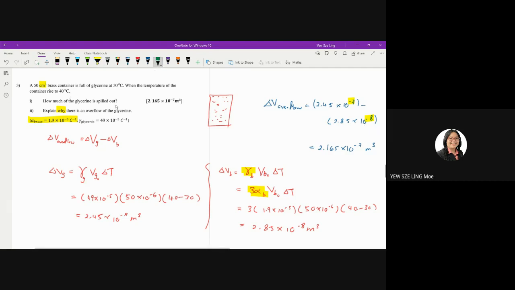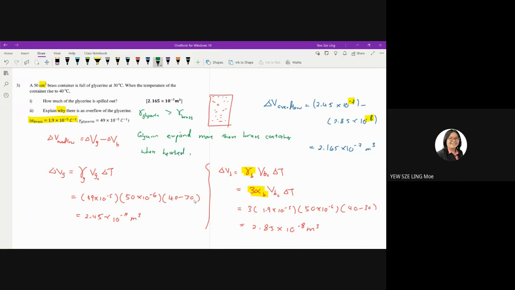So question B, explain why. Why is there an overflow? Because gamma of glycerine is larger than the gamma of the brass. Therefore glycerine will expand more than the brass container when heated. So that is the explanation.